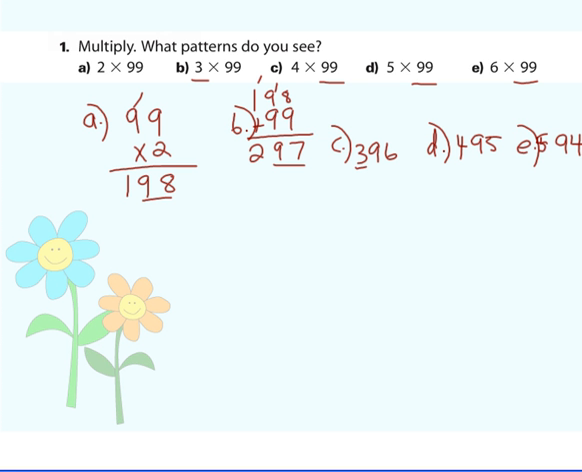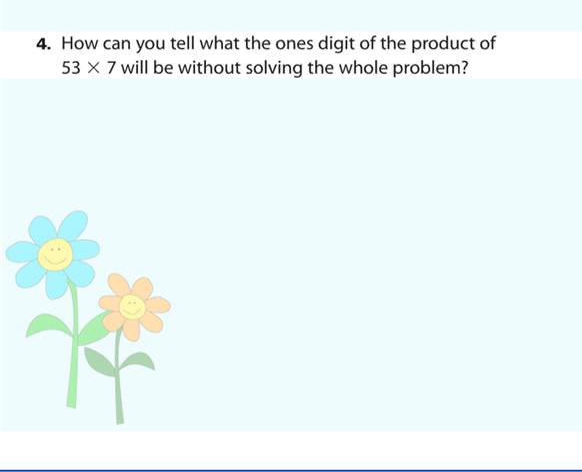Your assignment is on page 294, 295, numbers 1 through 6. And then at the end of your lesson, I've given you more practice sheets. So that was question 1. So let's go back and look at a few more questions.